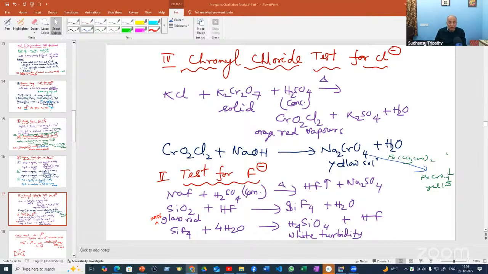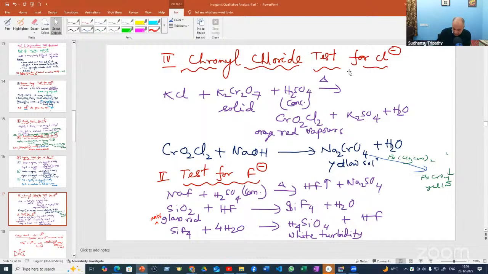Okay. So you are getting yellow color solution. That orange vapor reacts with NaOH to form yellow solution. This is sodium chromate. You can also confirm the chromate ion formation by adding lead acetate, and that will give you lead chromate, which is a yellow precipitate. This will confirm the presence of chloride.